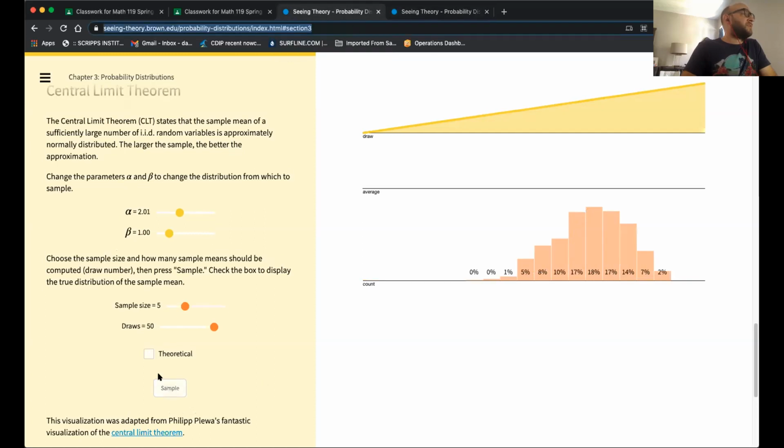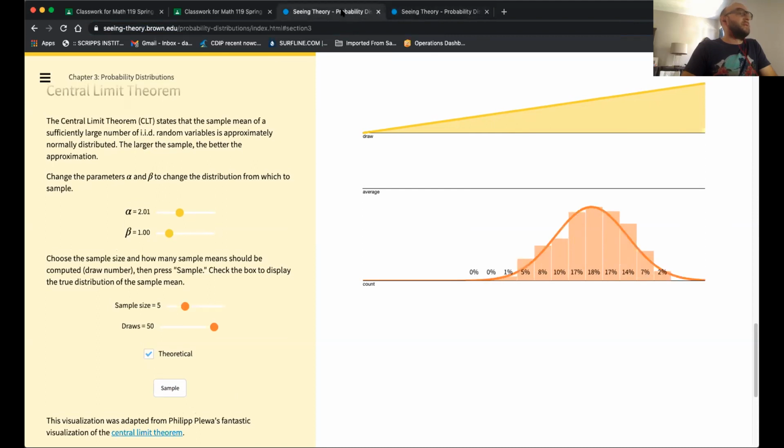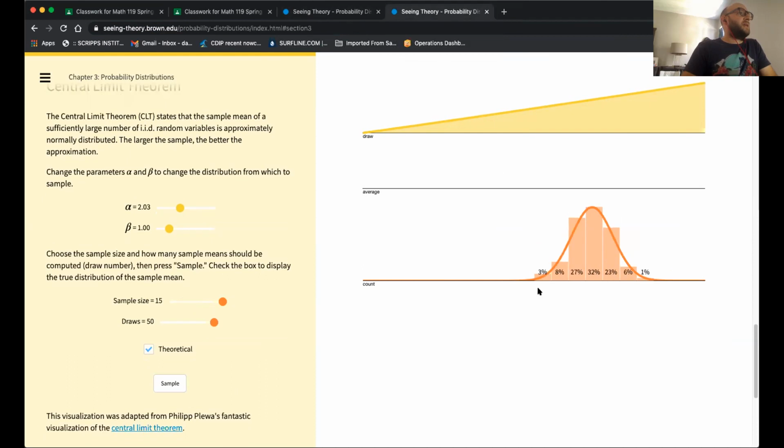Now compared to this one, I do the theoretical. Do you guys see the difference between this one and this one? So that's the idea. As you increase your sample size, the theoretical distribution of the sample mean gets narrower.